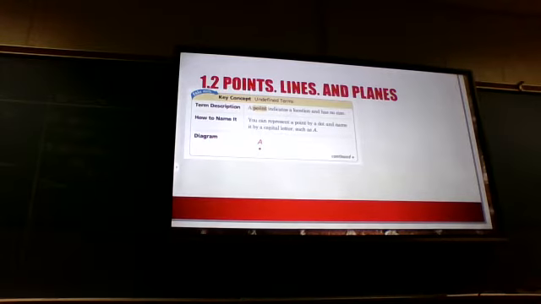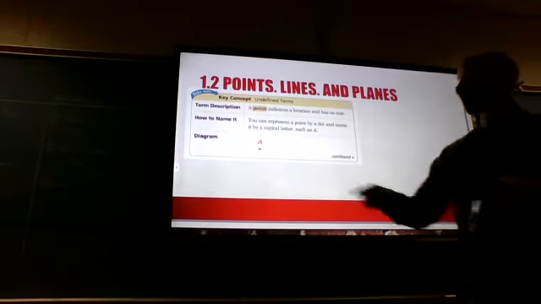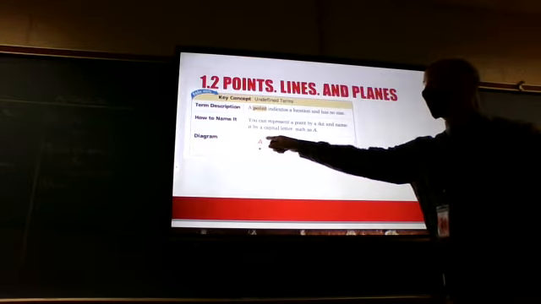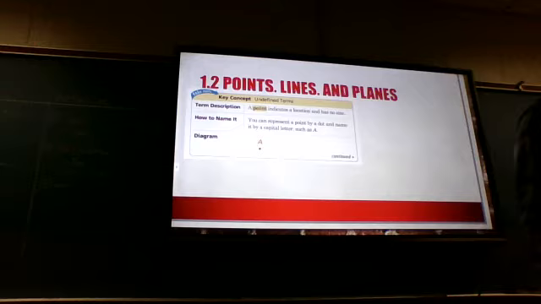So we have 3 undefined terms, right? And guess what they are? Point. And by the way, how do we label a point? With a dot. That's how we draw it. And then we use an uppercase letter for naming it. Okay?